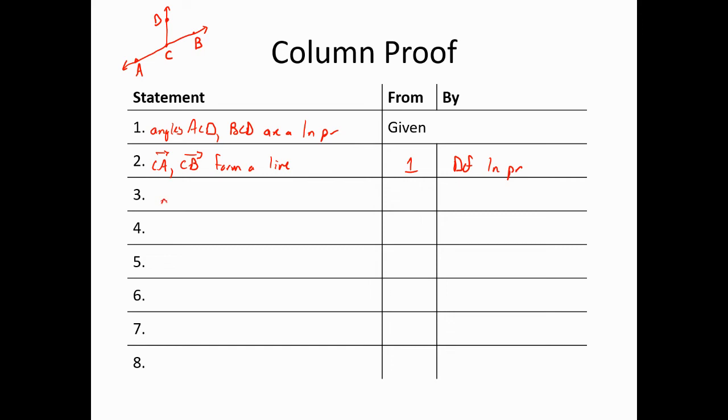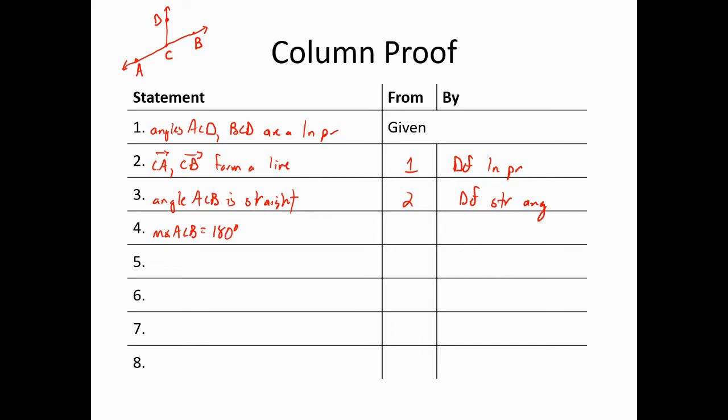Well, what does that mean? That means that angle ACB is straight, of course, right? And how do we know to go from sides form a line to angle is straight? Well, that's the definition of straight angle. Okay, and there again I abbreviate. And what do we know about straight angles? Well, we know something about their measure, don't we? We know that the measure of angle ACB is 180 degrees.